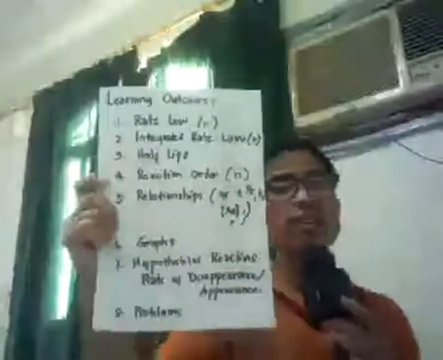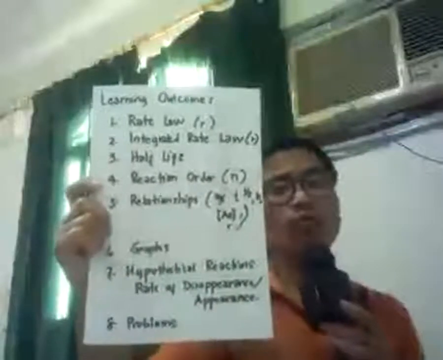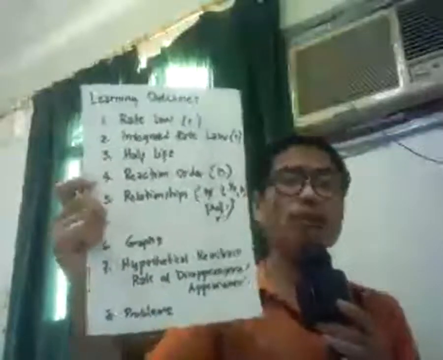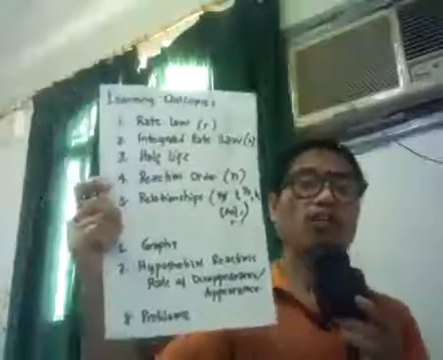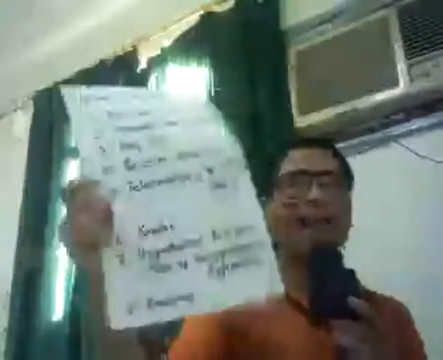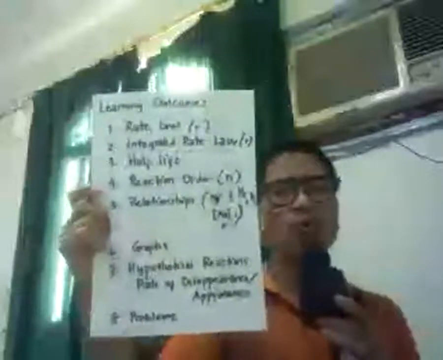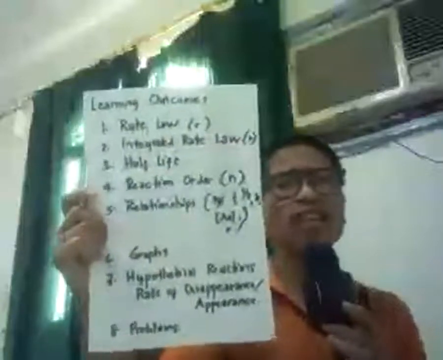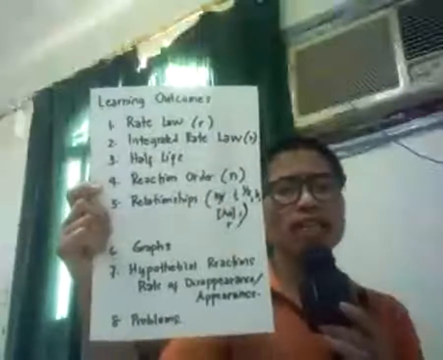And number 5, relationships between the half-life, the rate constant, the rate law, and the initial concentration represented as A0. We also have the final concentration represented as A. And then you have the graphs, to illustrate and understand the behavior of each quantity.